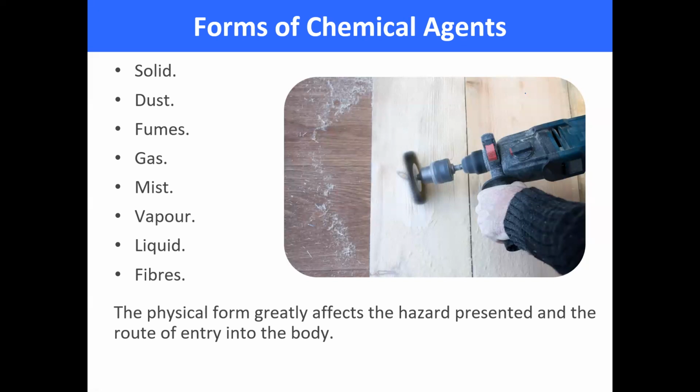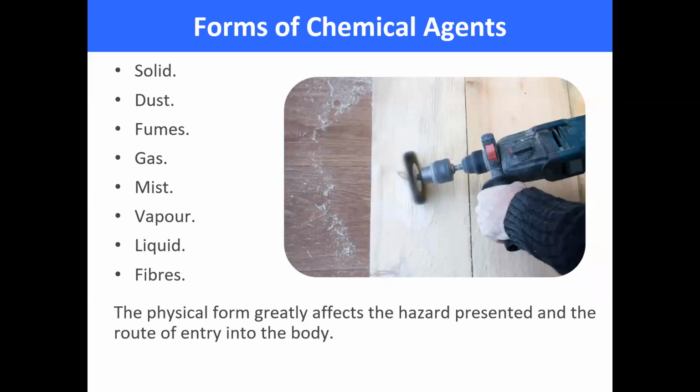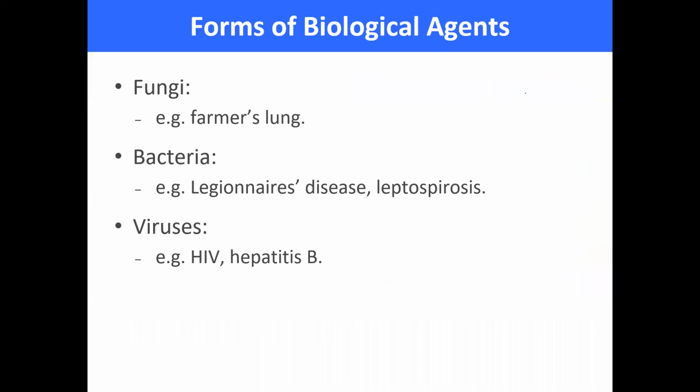They could be solid. They could be dust. Dust is suspended solids in the air, fumes, gases, mists, vapors, liquids, and fibers. So chemical agents can be in all of these forms. Then there are biological agents. So chemical agents were solids, dust, fumes, gas, liquid, and biological agents are fungi, bacteria, viruses. One of the most common biological agents which has spread havoc around the world these days is the coronavirus, COVID-19. That is a biological agent.